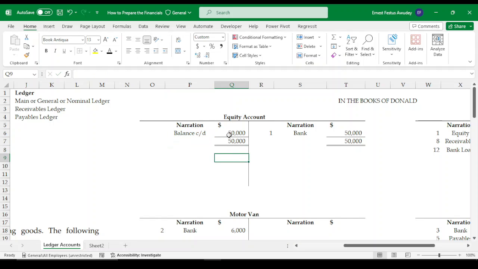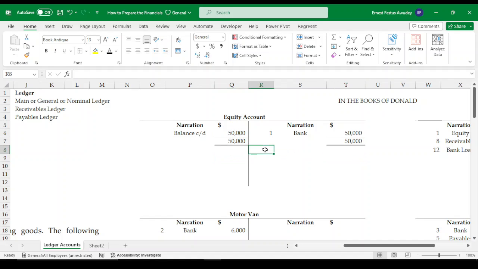I'll say it again. This 50,000 is the difference between the higher total and the lower total. Now, the total for this debit column was 0, which is actually a dash, and the total for this is 50,000, as we have seen. The difference between the two is 50,000. Therefore, we have put the 50,000 here. All right, so that is it. That is just for explanation.